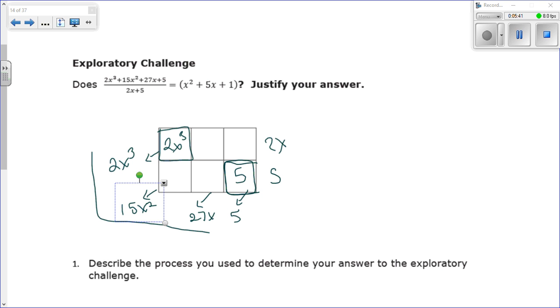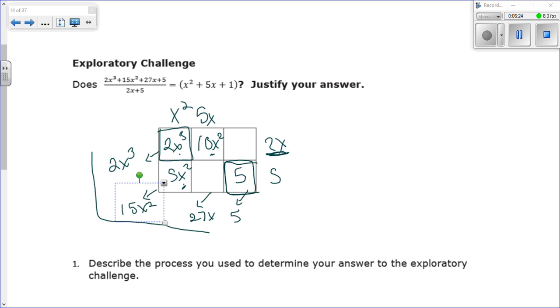So then I have to ask myself, what do I multiply 2x by to get 2x cubed? Well, I already have the 2, so that means I need to multiply it by x squared. So x squared times 5 is 5x squared. Now this diagonal here needs to add up to 15x squared, which means this piece here has to be 10x squared, because that's the only way I can get 15x squared if I have a 5x squared. So then I ask myself, what do I multiply 2x by to get 10x squared? Well, that's a 5x.